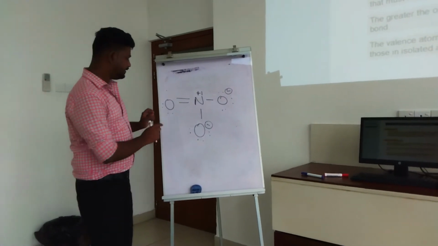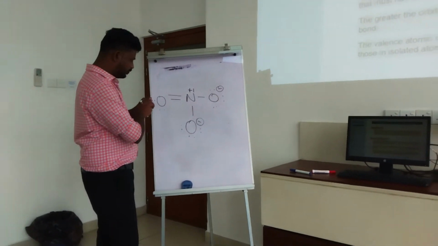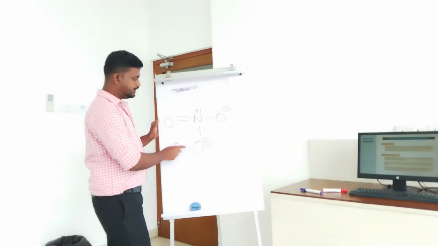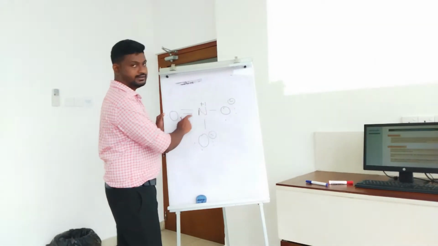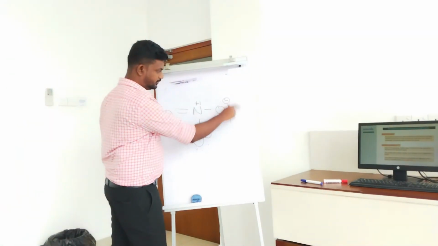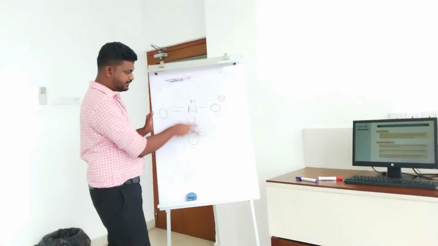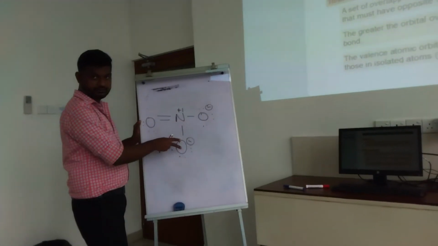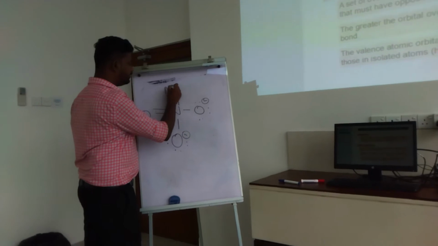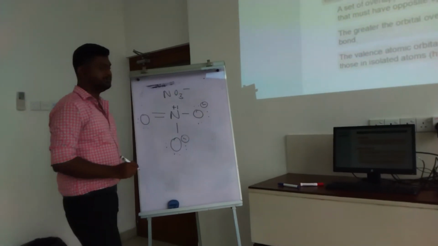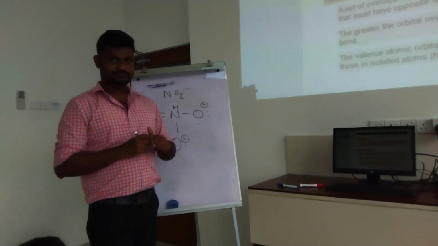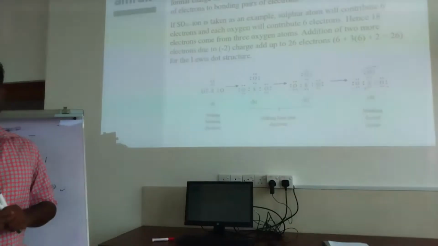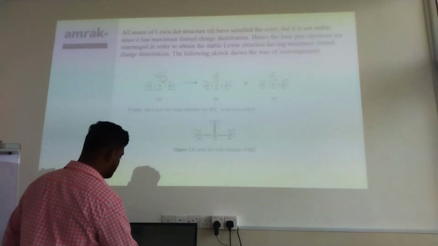Now, ultimately they become stable, right? See, 2, 4 plus 4, 8. Here 2, 4, 6, 8. Here anyway there is a charge, so these two charges will be cancelled. Now NO3 minus is stable with double bond, right? Okay, next one.